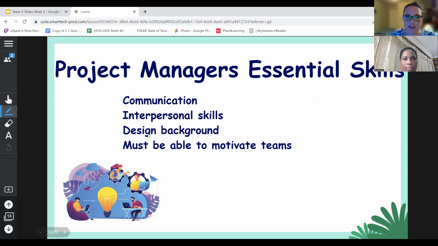So to wrap this up, project managers' essential skills: you must be able to communicate verbally and in writing. You must have interpersonal skills and be able to read people emotionally and be able to build people up when necessary. You should also have a design background so that you can provide support to your actual designers. And then you've got to be able to motivate those teams.